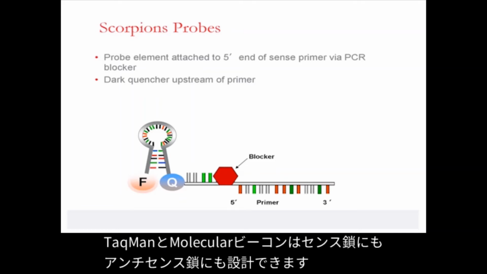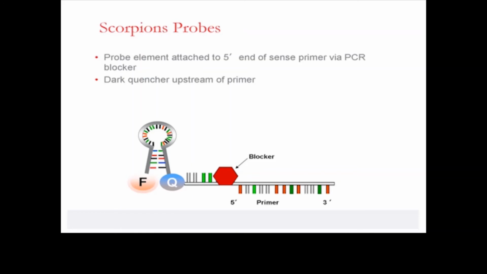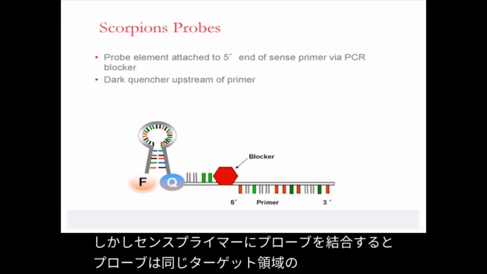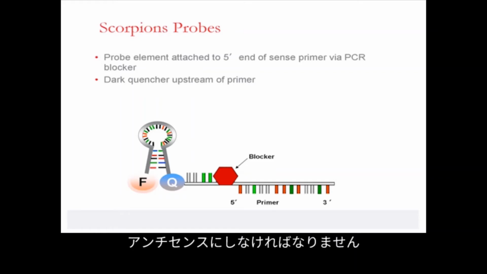The TaqMan and molecular beacon probes can be designed on both sense and antisense strands, as can Scorpions as well. However, if the probe is attached to the sense primer, then it must be an antisense probe that will target the region of interest on the same strand.